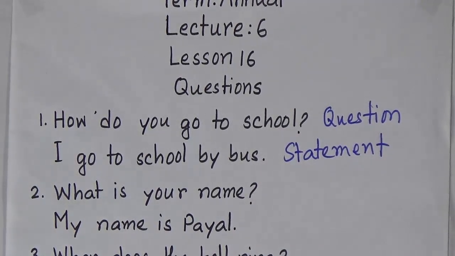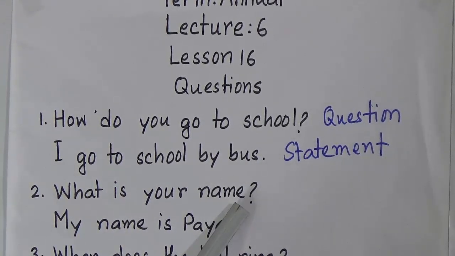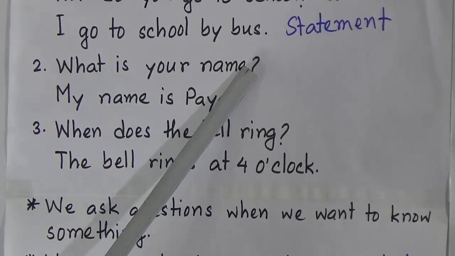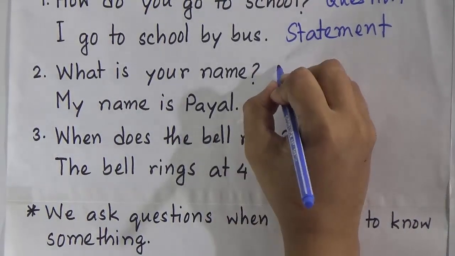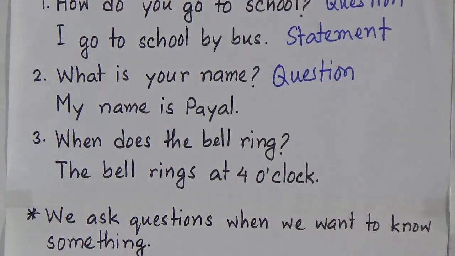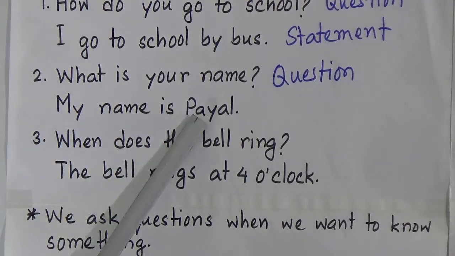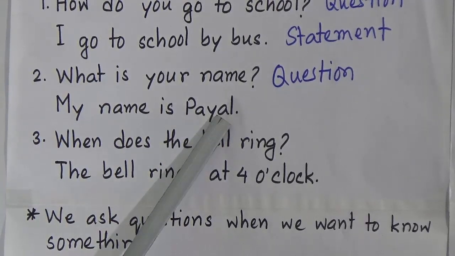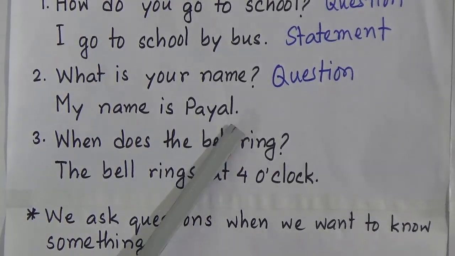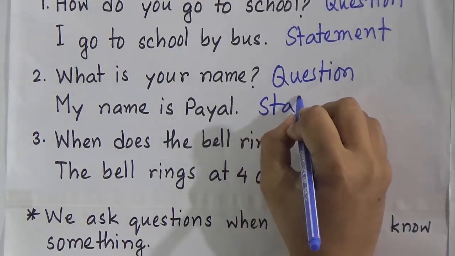Now number 2. What is your name? The sentence begins with the word what and ends with question mark. So we want to know his name. So the question is, what is your name? So this is question. And now look, and the answer is, my name is Payal. So I give information about my name. That means my name is Payal. So it's a statement. And now look, the sentence ends with full stop and begins with capital letter. So this is a statement.